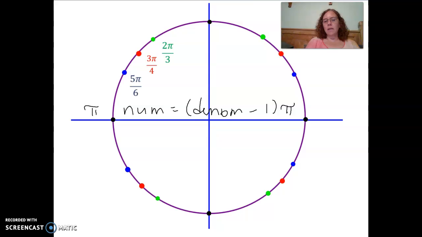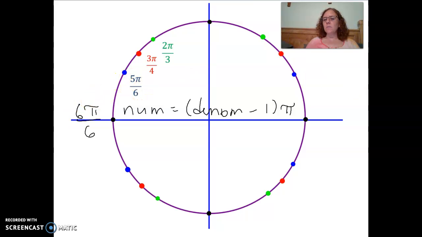So when I have pi right here, this is the same thing as 1 pi, right? Understood 1 in front of it. So I could write that, for example, as 6 pi over 6. 6 over 6 is 1, so 6 pi over 6 is the same thing. So if the black dot is 6 pi over 6, the blue dot is 1 pi over 6 away from it. I didn't quite get there. I'm 1 pi over 6 short. So that's why the numerator here is 1 less than the denominator. 6 minus 1 is 5.